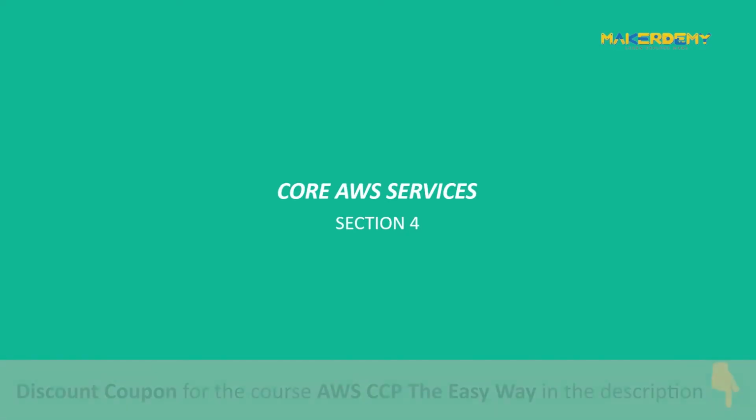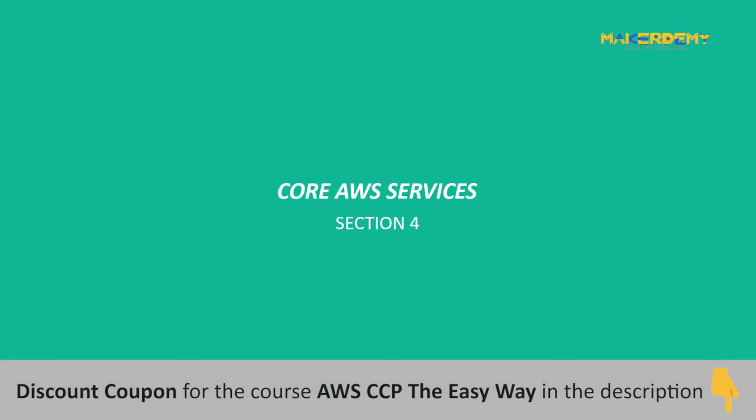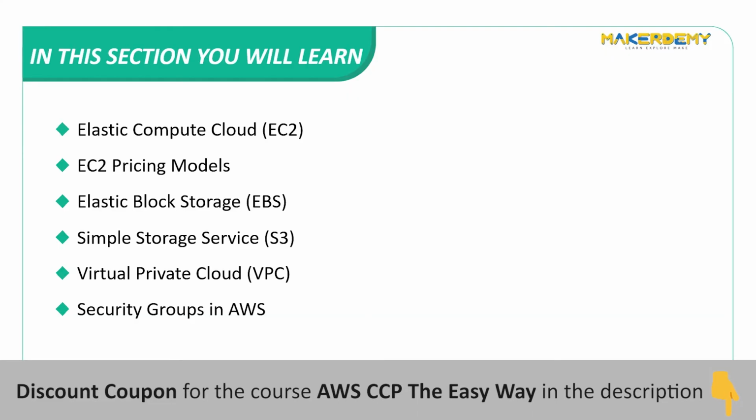Section 4. Core AWS Services. In this section, we will learn the following topics: Elastic Compute Cloud or EC2, EC2 pricing models, Elastic Block Storages or EBS, Simple Storage Service or S3, Virtual Private Cloud or VPC, Security Groups in AWS.